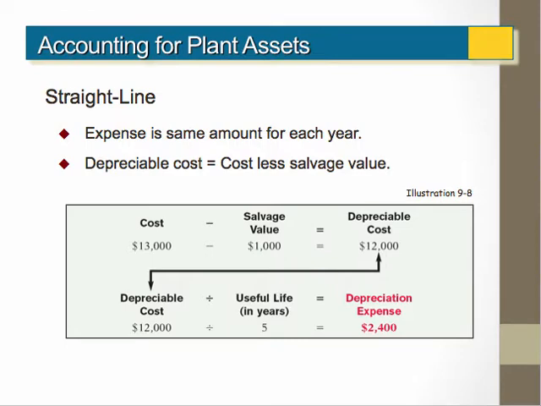Now the easiest method is called straight line. With straight line, we can come up with a formula to determine the depreciation expense that we are going to apply. As this slide shows, the depreciation expense will be the same dollar amount every year. So we have to determine what the depreciable cost is, which is cost minus salvage value, and then divide the depreciable cost by its useful life. So the formula is cost minus salvage value divided by useful life, which gives us my annual depreciation expense.